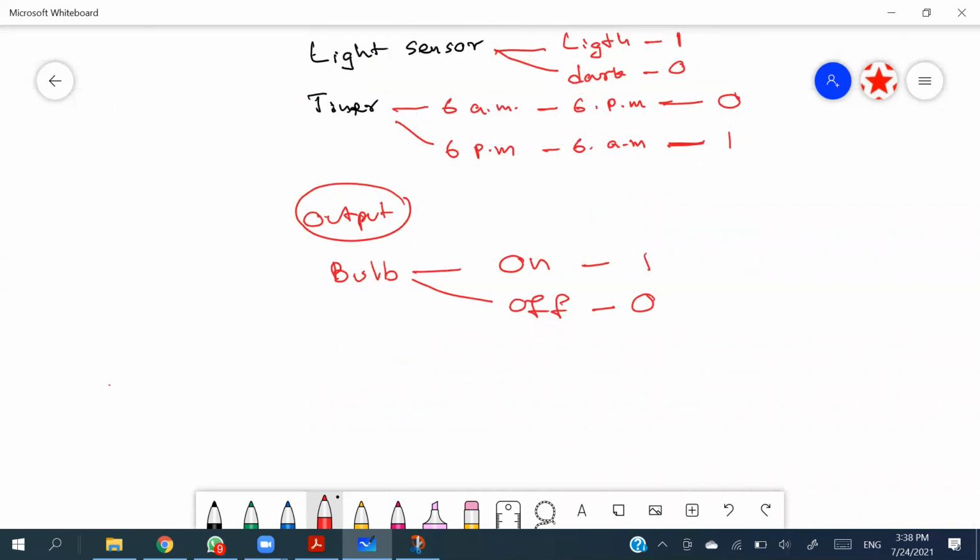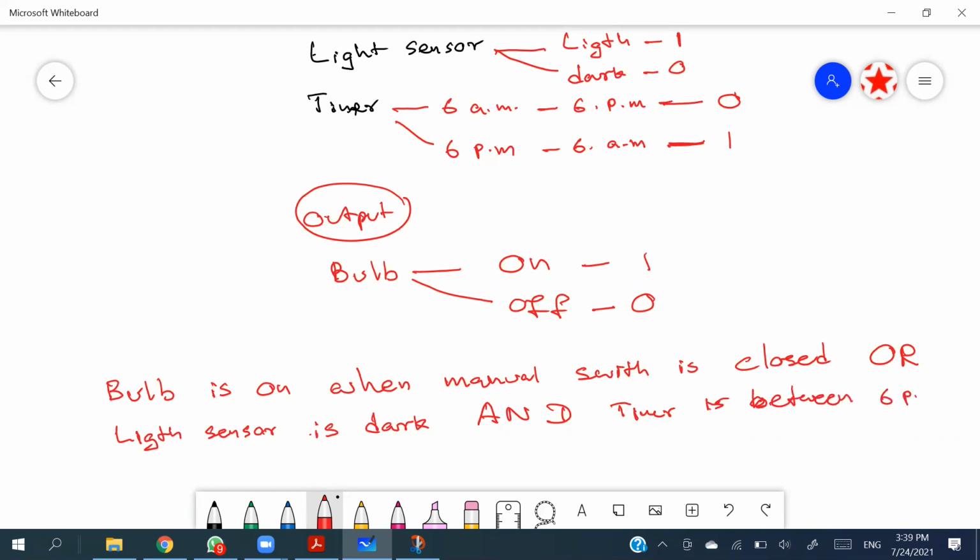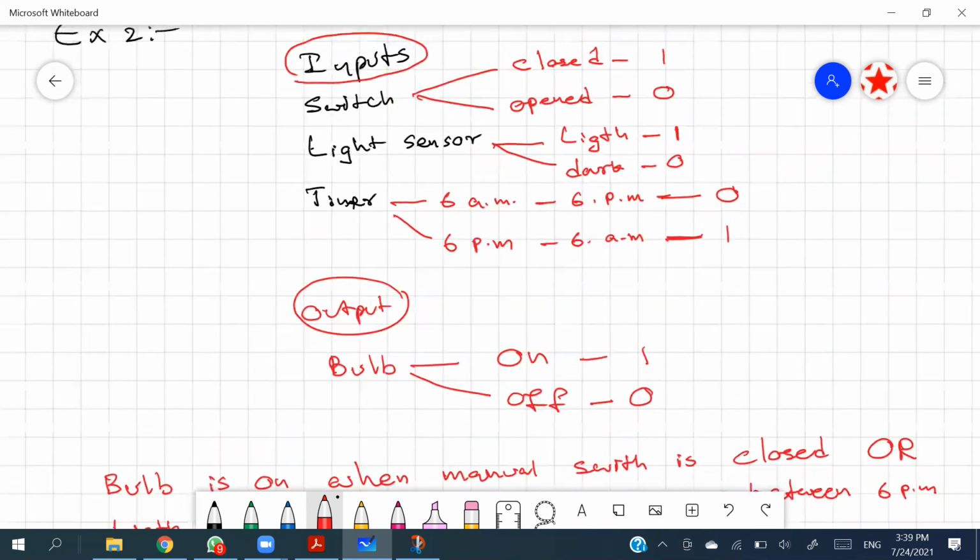So we can say the bulb is on when the manual switch is closed, or the light sensor is dark and the timer is between 6 p.m. to 6 a.m. Right?